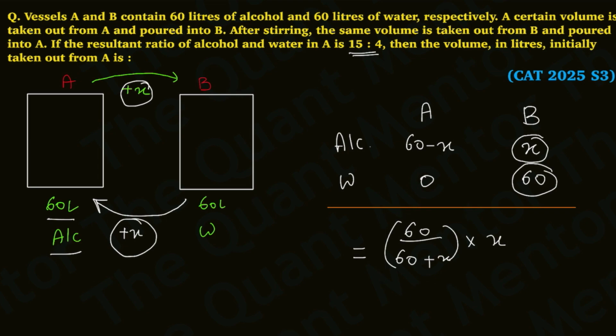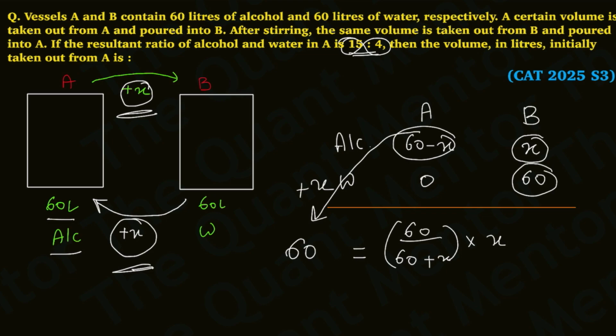And this will be equal to the amount of water in A. Initially, A had lost X liters to B and then you are bringing back X liters from B to A. So after the first transfer, the mixture in A was 60 minus X. To that, you are again adding X liters. That means the final mixture in A becomes 60 minus X plus X, or 60 liters. And finally, the ratio of alcohol and water is 15:4. That means the fraction of water will be 4 by 19th of 60. Okay, we just equate these two and we'll solve for X to get the answer in just one step.